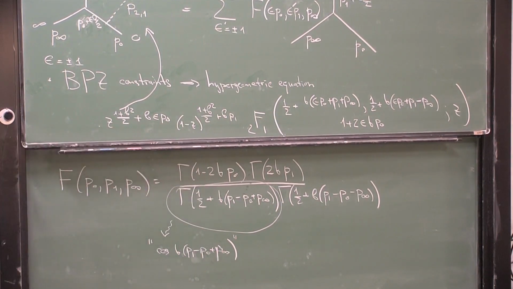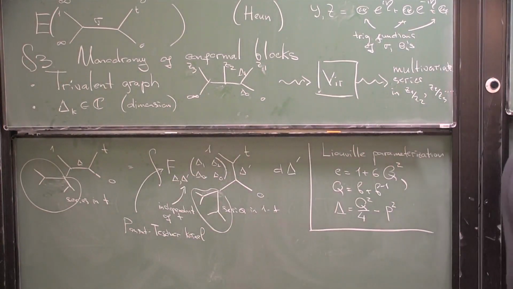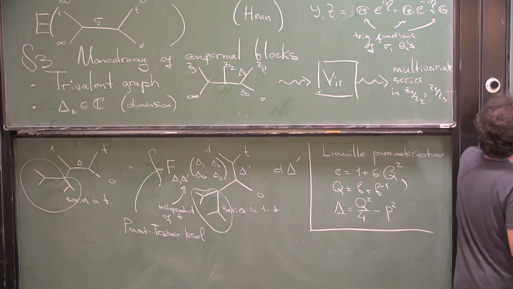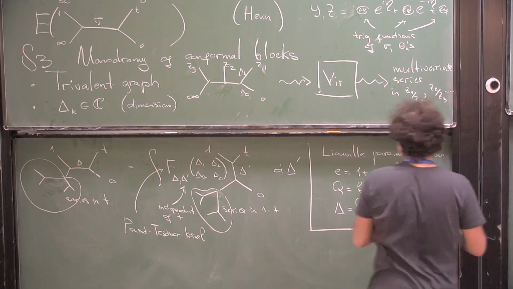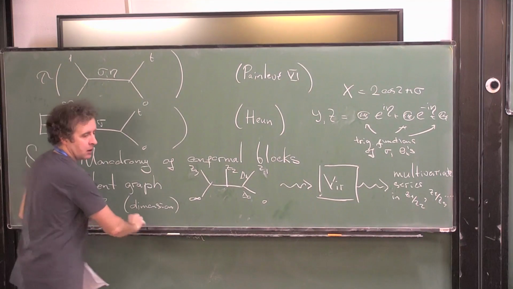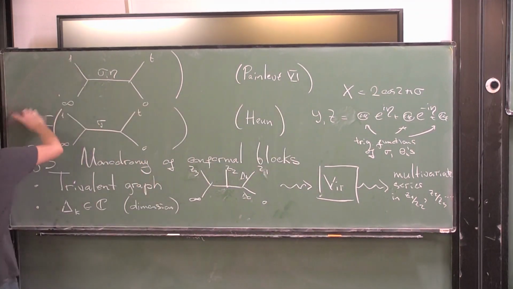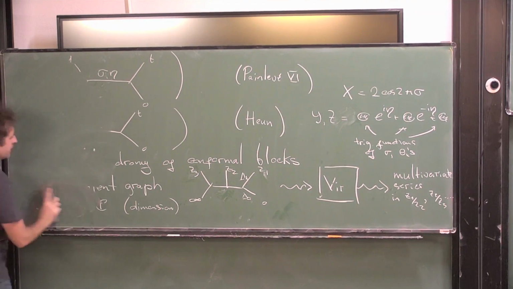Okay. So now, with this knowledge, let us consider a more general conformal block than this one. So this will be a 5-point conformal block, one of whose legs is degenerate.